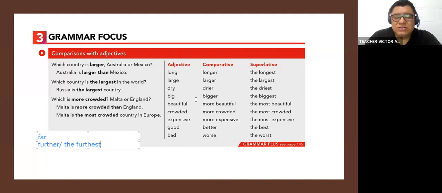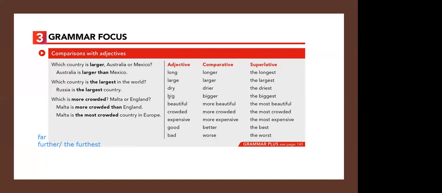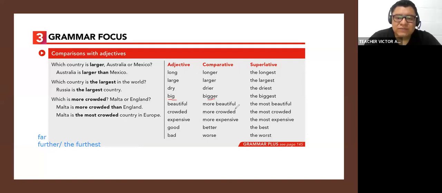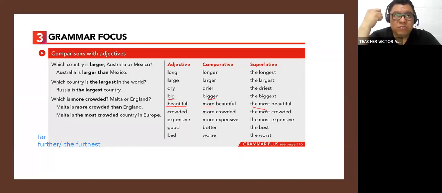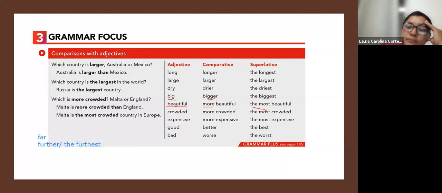For the rest, it's very easy. We just add ER. Sometimes we modify, like for example, here we add another G and then ER. There are some little changes. And for long adjectives like beautiful, we use more or the most. Something important here is that if we have adjectives with more than 2 syllables, we use more. Like for example, beautiful has more than 2 syllables, so we use more.